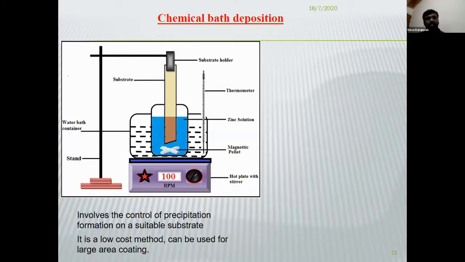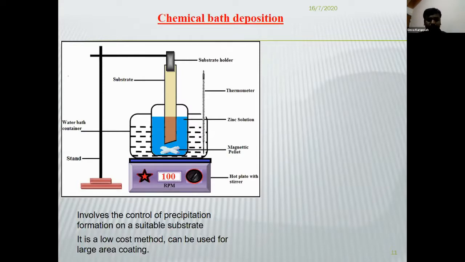Chemical bath deposition is a very low cost method to prepare thin films with different nanostructures. It involves the control of precipitation to form a film on a suitable substrate. Here we have used only a magnetic stirrer and some beakers. That is enough for this method, preparing thin films with different kinds of nanostructures. Here we can change the deposition time to prepare different kinds of thin films.